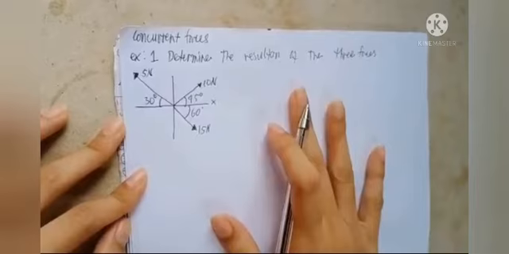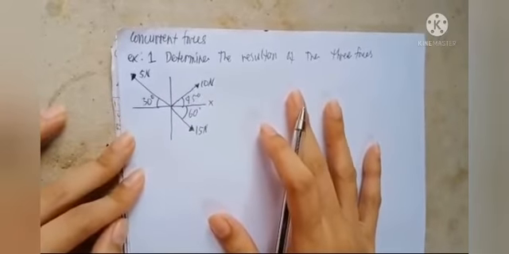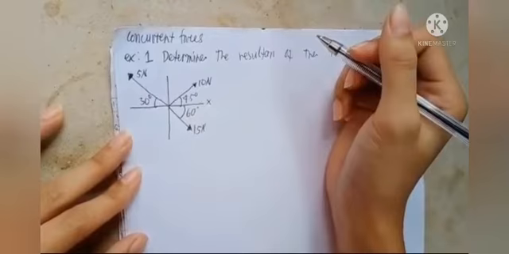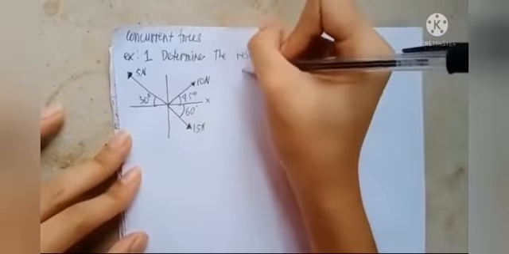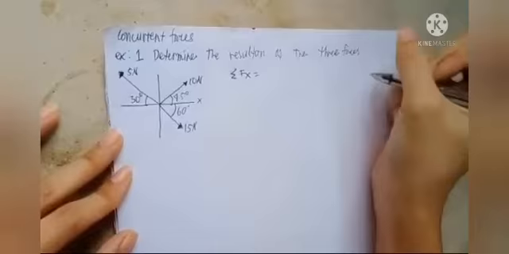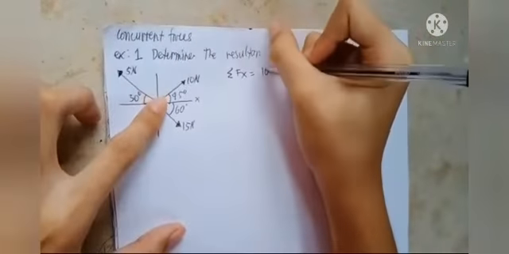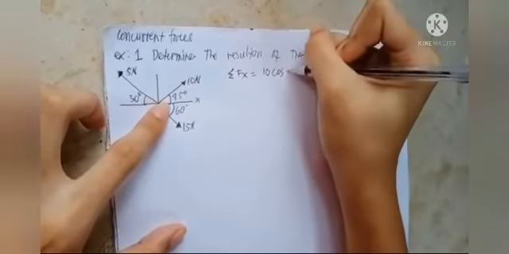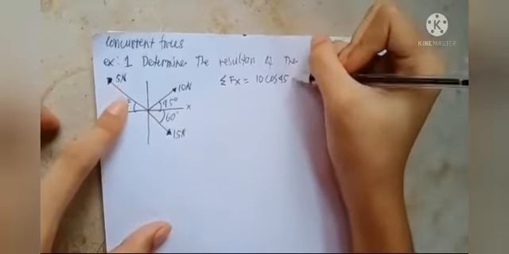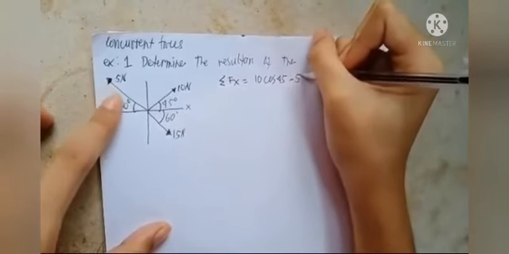Concurrent forces, example number 1: determine the resultant of the three forces. First step is to sum up the x component and y component. Sigma f of x is 10 cosine 45 minus 5 cosine 30.